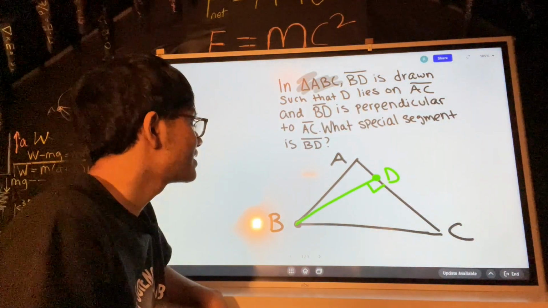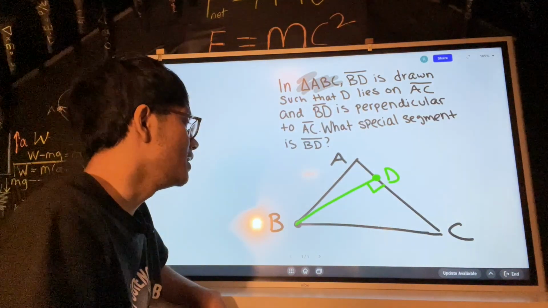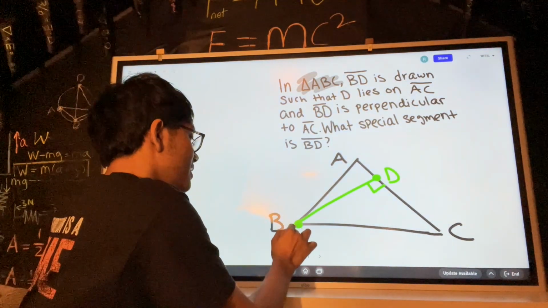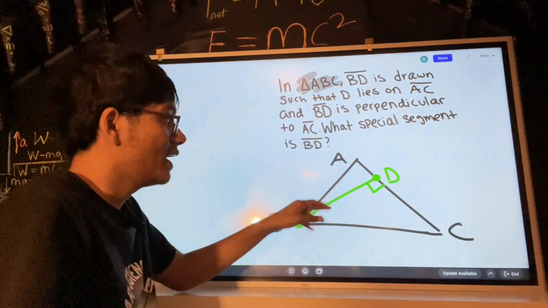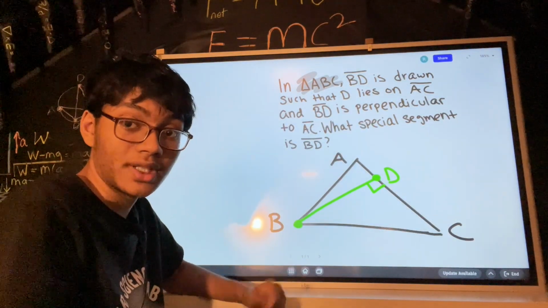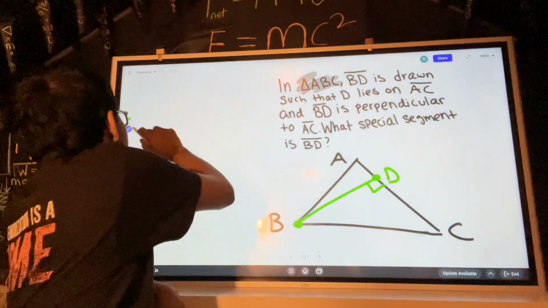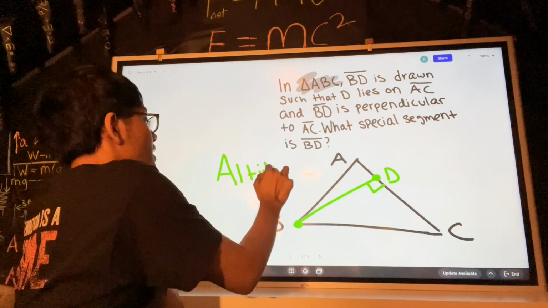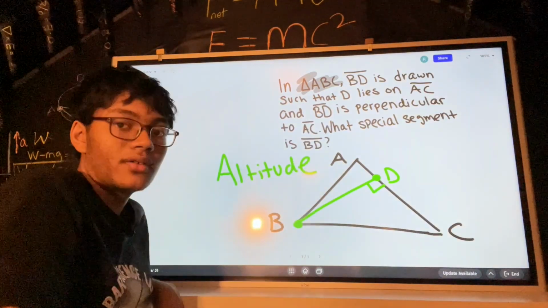So what type of special segment is BD? Well, whenever you have a line segment that starts from a vertex and hits the other side at a right angle, well, you have an altitude, right? That's what an altitude is. That's the definition of an altitude. So BD is an altitude of triangle ABC.